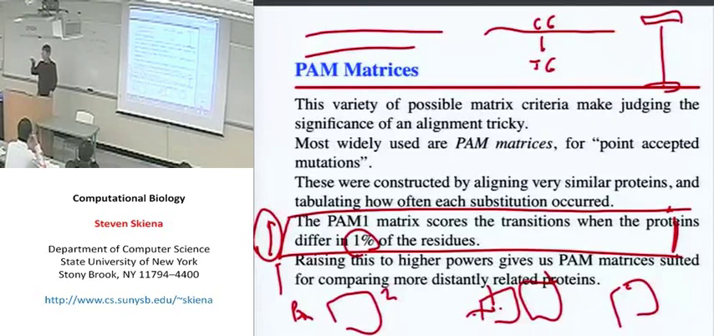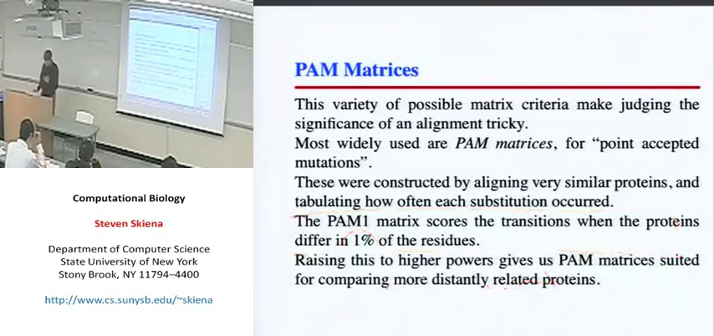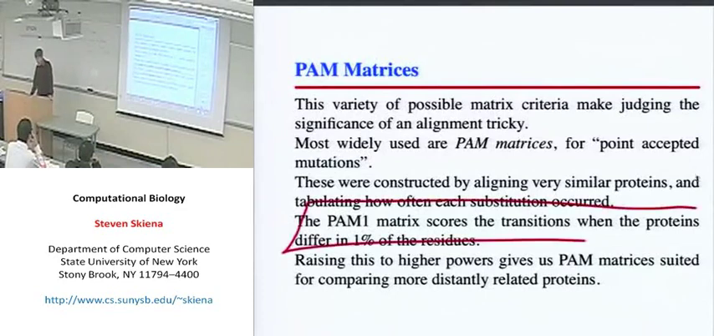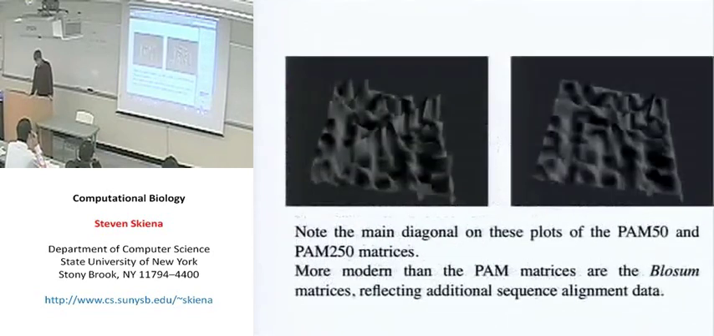Any questions about these basic issues of the matrices? Okay, so the bottom line is that in order to find the right alignment, you need the right matrix. These PAM matrices are good things. It makes sense to me how this was constructed, and it makes sense that it probably does capture a lot about what is going on with evolution.